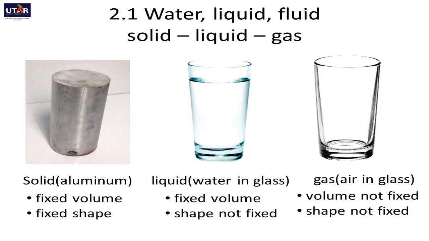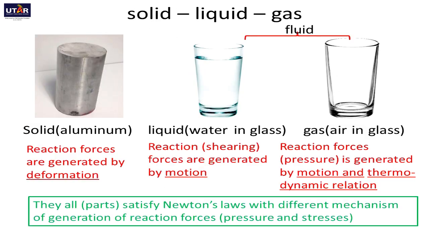Solids have fixed shape and volume by itself, such as the aluminum cylinder shown here. Liquid, including water, has fixed volume but not fixed shape, so it adjusts to the shape of the container, which keeps the liquid from moving. Gas, on the other hand, does not have fixed volume or fixed shape, so it takes the shape of whatever container and usually fills the entire space.